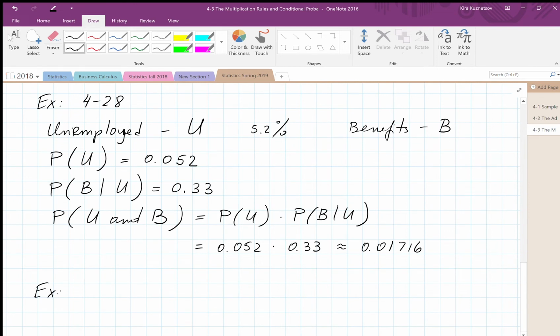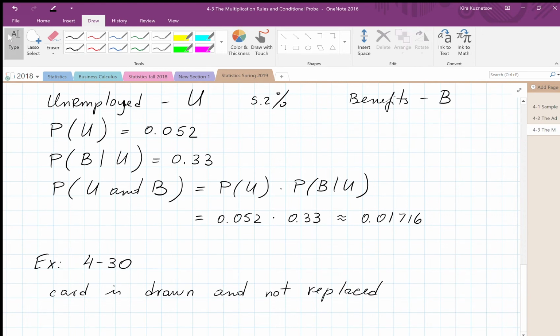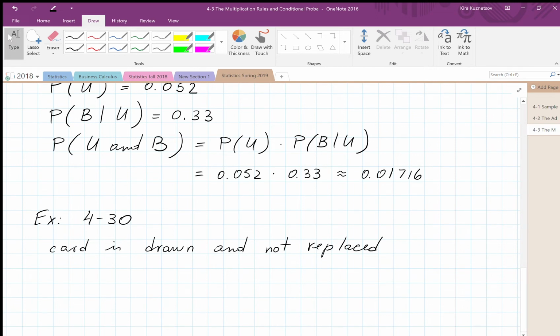Let's take a look at another example. I'm looking at example 4-30, where 3 cards are drawn from an ordinary deck of cards and not replaced. Find the probability of the following events. So my part A, I need the probability of getting 3 jacks.